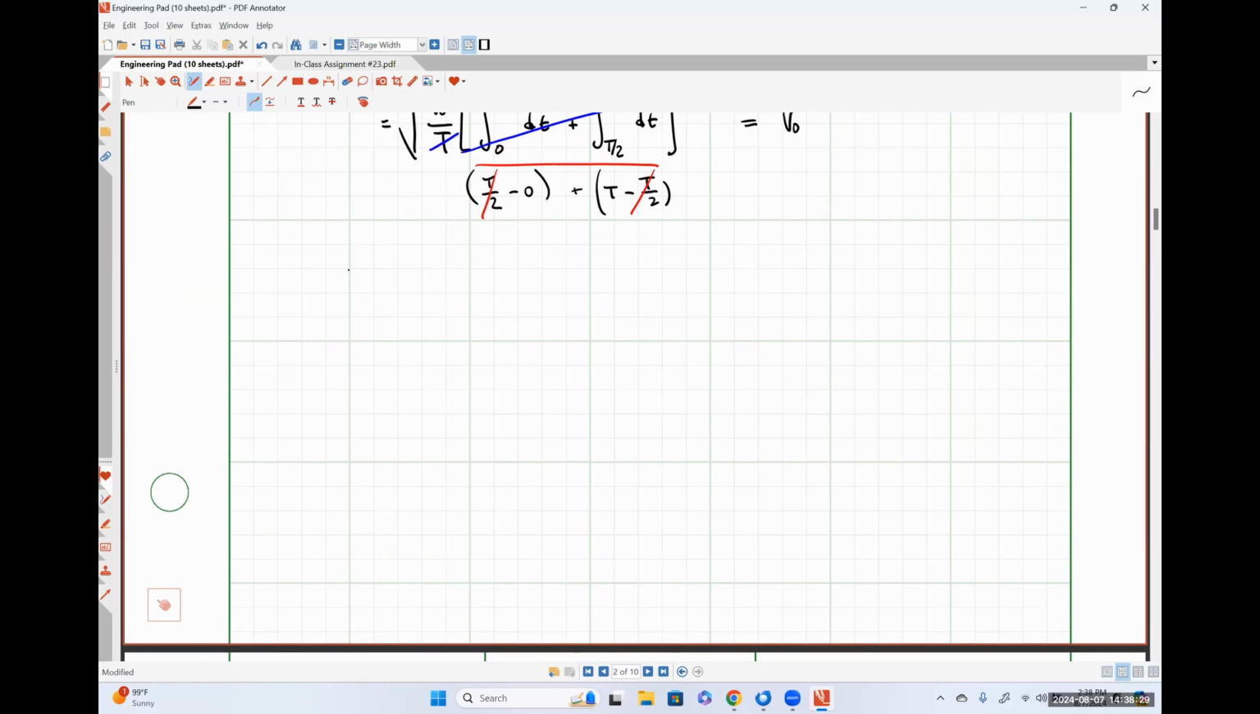Okay. So arbitrarily, this one is just going to be a voltage waveform.